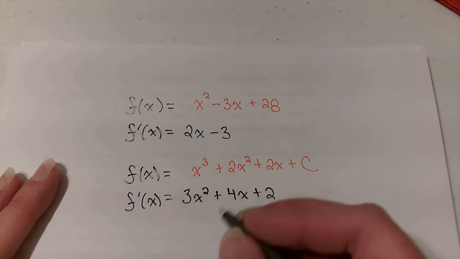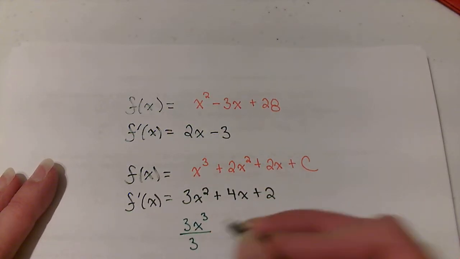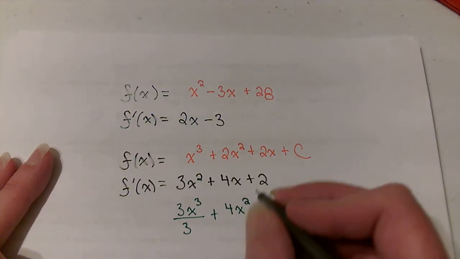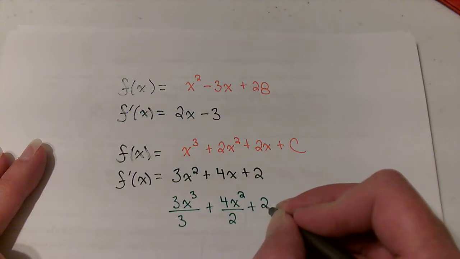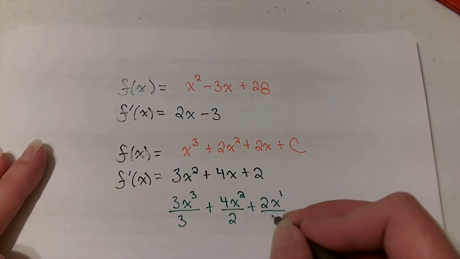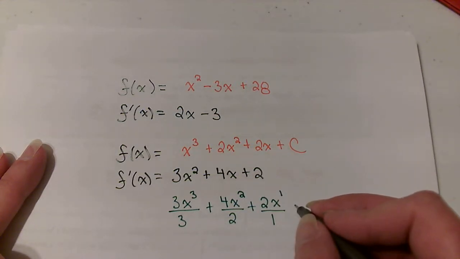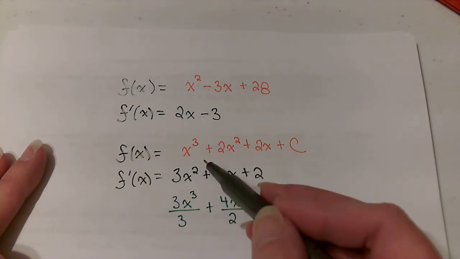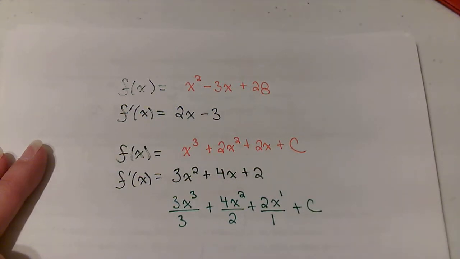So if I increase the exponent by 1, I would get x cubed divided by the new exponent. Increase the exponent by 1, which would turn that into a 2, divide by the new exponent. Increase the exponent by 1. Well, if there wasn't anything there to begin with, that gives me an x to the 1, divide by the new exponent. And then because of the constant, we are always going to have a plus c. Does that match up? 3x cubed divided by 3? Yup. 4x squared divided by 2? 2x divided by 1? It works.